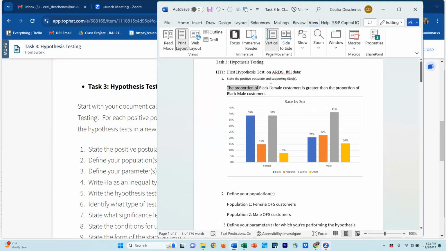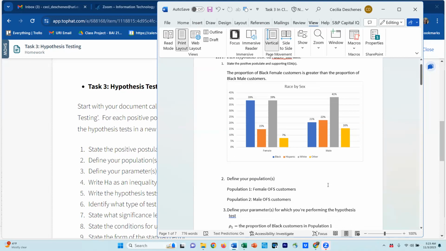So I put my first one for the analysis ready data set. I state my postulate that I see in the sample data, and now I'm going to begin to do inferential statistics to see if it applies to the entire population of organic food superstore customers. So here you see the supporting graph or table. So this one is the first one.